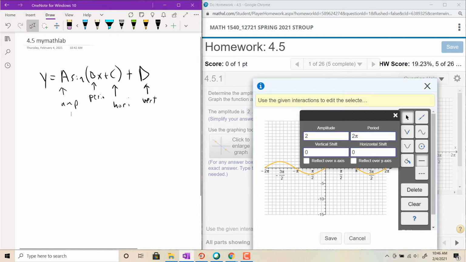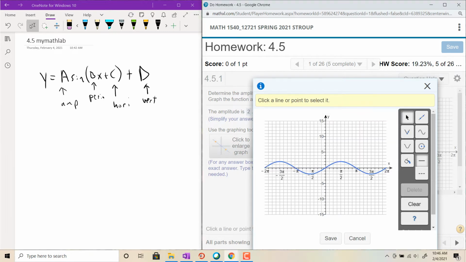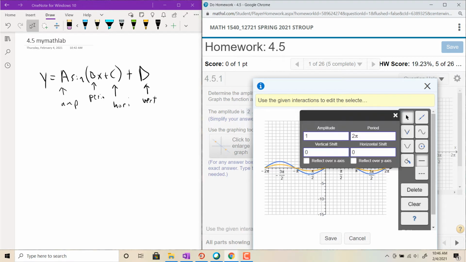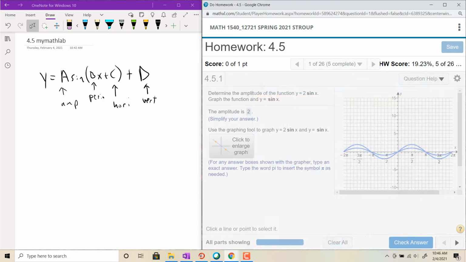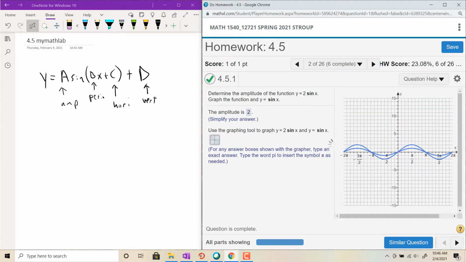I think the only real difference is they want you to graph 2 of them. Okay, so there's one of them. And let's get another one here. This is just the normal one for reference. So save that and check answer, and hopefully that's right.